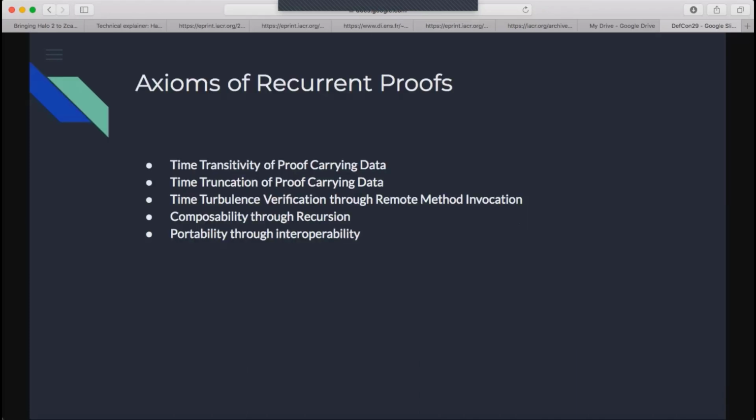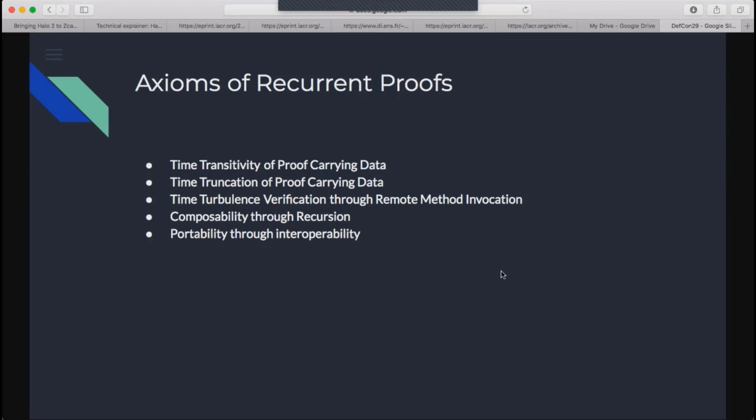In the recurrent proof system, we are highlighting the importance of time, the dimensions of time and space together, because that is the only way we can prevent attacks like the front running attack and the back running attack. Time transitivity of proof carrying data will be a metric, and then time is truncated because proofs have the ability to compress the data. The time transitivity and time truncation capability of PCD, proof carrying data, is harnessed here.